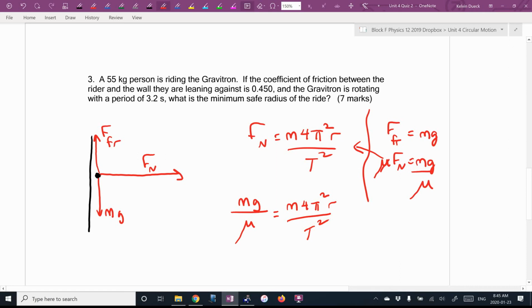Chad, can little kids and grown-ups go on this ride? Why? Well, that's convenient.